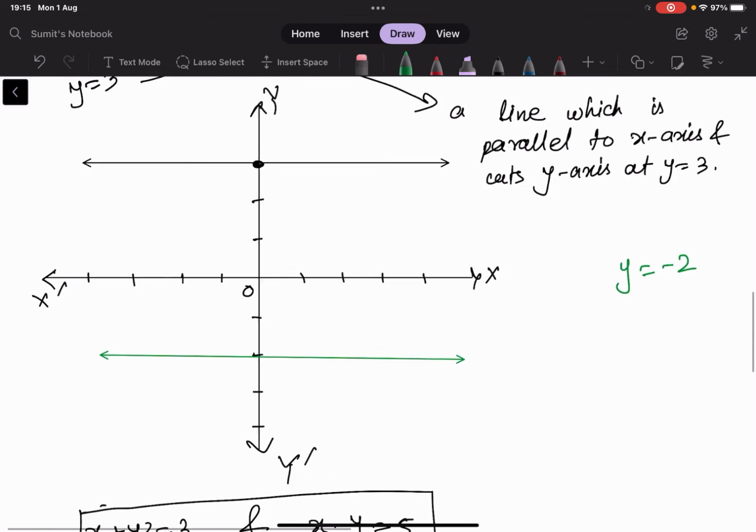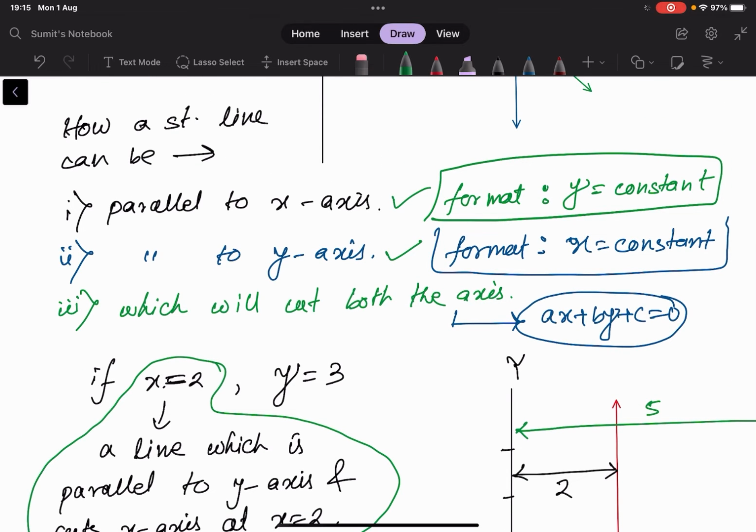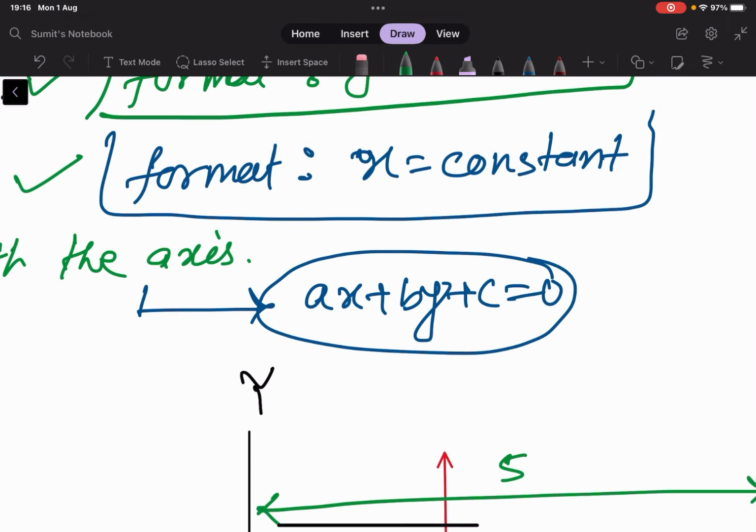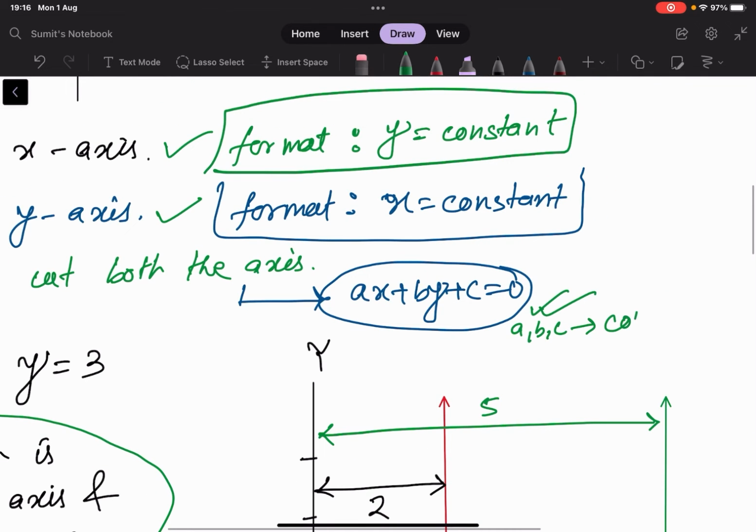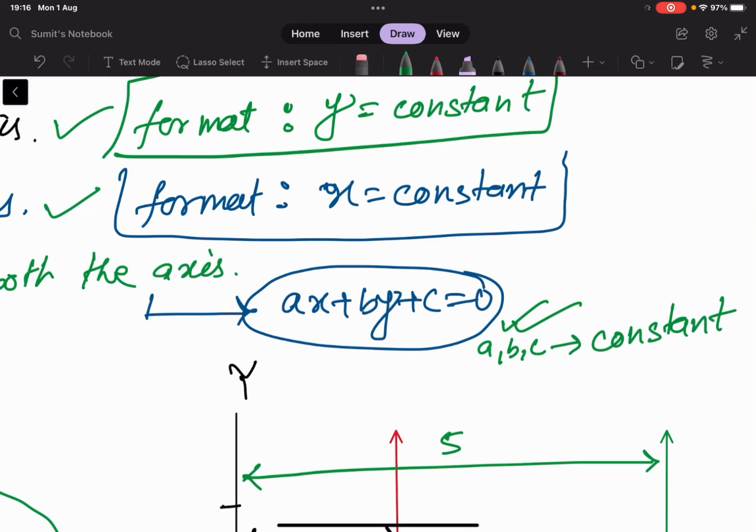Initially I have written how a straight line can be. A straight line can be in three ways: parallel to the x-axis, parallel to the y-axis, or it will cut both the axes. If it cuts both the axes, then the format is this. What are a, b and c here? A, B, and C are constant terms only, which means numerical numbers like -1, -2, 2/3, 5/3. Only numerical values. And x and y are variables.